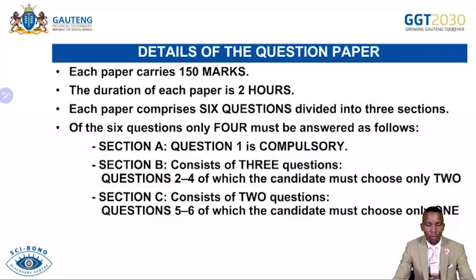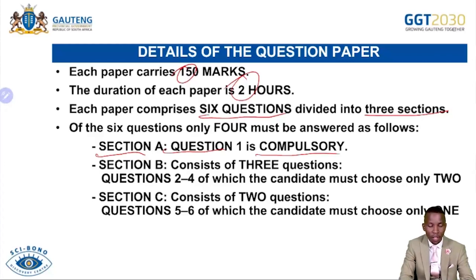As we continue, details on the question paper. The paper will have 6 questions divided into 3 sections. We have section A, which is question 1. It's compulsory. There's no choice in there. As you respond to your question paper, section A is compulsory, out of 30 marks, and you must answer it.